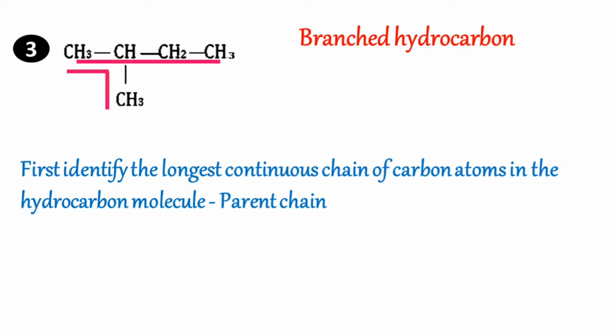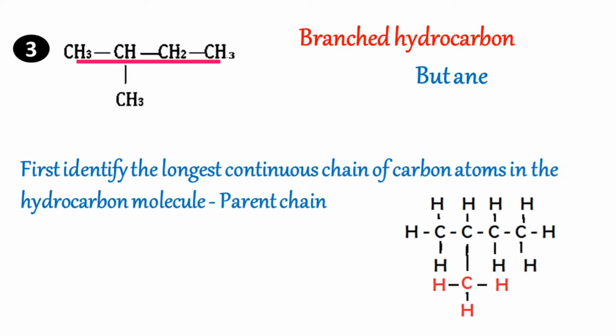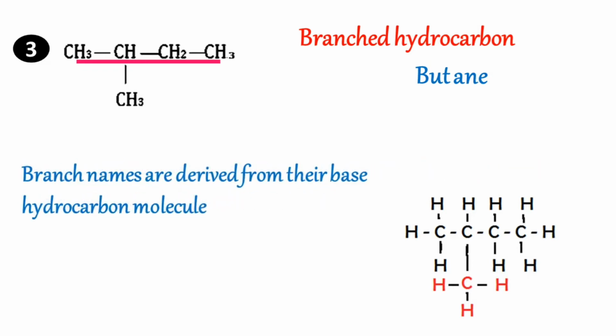Here we have two chains. One of the chains consists of 3 carbon atoms, whereas the other chain consists of 4 carbon atoms. So we will select the longest chain, that means the chain which contains 4 carbon atoms. If you draw the structure of the main chain, we can understand that there are 4 carbon atoms and all the carbon atoms are bonded through single bonds. So the parent name is butane.